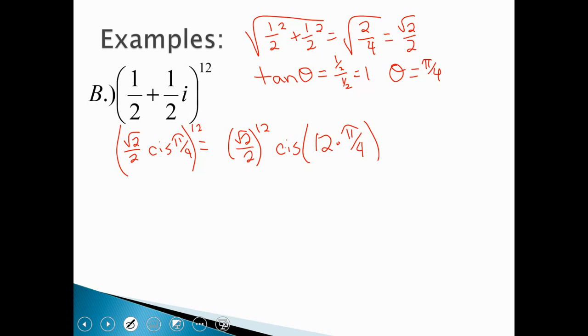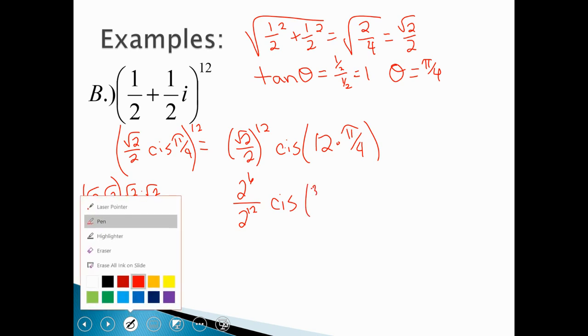Now, lucky for you, you all are at home, and I can't tell if you're using a calculator, but I would expect that you should be able to do the square root of 2 over 2 to the 12th power in your head. To the 12th power, you have square root of 2 times square root of 2 times square root of 2 times square root of 2. For every 2 of these, you would have a 2. So the top ends up being 2 to the 6th power. The bottom ends up being 2 to the 12th power. Cis, and then 12 times pi over 4 is 3 pi.